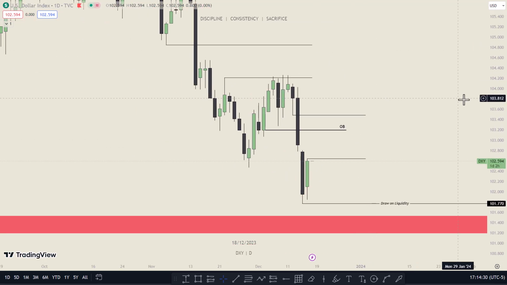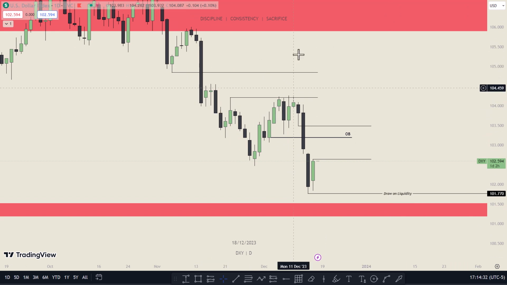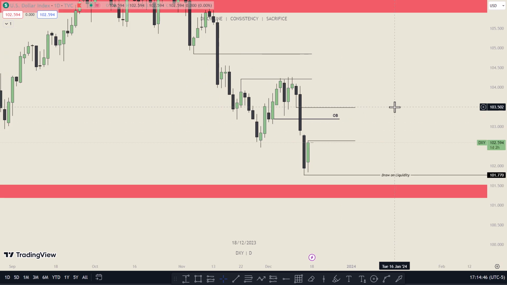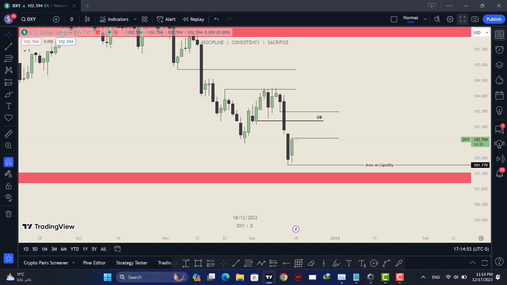As you can see, my chart is clean, so make sure to keep your charts clean and annotate only the PD arrays and draw on liquidity that matters the most, right? So don't annotate every single PD array, only the things that matter the most. Let's go to another pair.